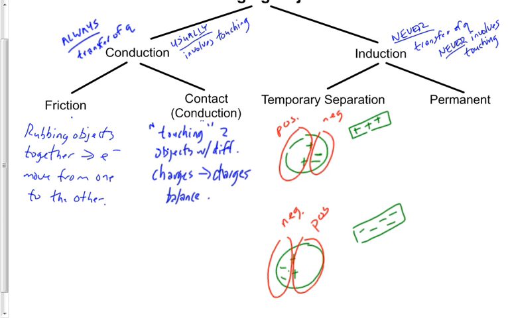I want you to notice one thing here. The side of the neutral object closest to the charging object is what? In both cases, relative to the charging object. See, the side of this neutral object up here is negative. The charging object was positive. The side of the neutral object here is positive. The charging object is negative. So the side that's closest to the charging object is always going to be opposite.